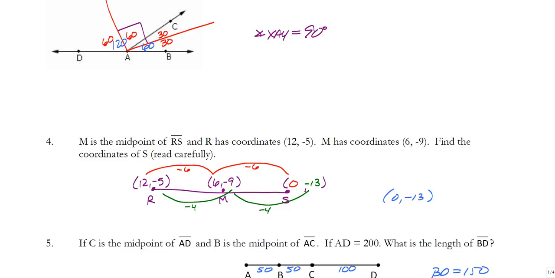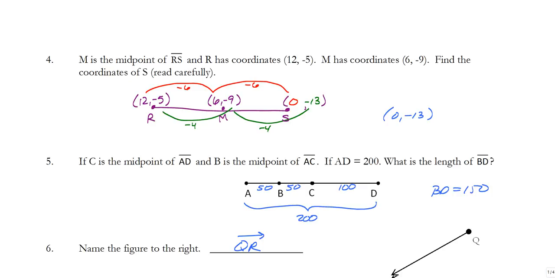So how do you get from 12 to 6? You would subtract 6. So if you subtract 6 more, you are at 0 for your other endpoint. How do you get from a negative 5 to a negative 9? You would subtract 4. So subtract 4 more and you'll end up at a negative 13. So the correct answer to S is 0, negative 13. You did not have to use the midpoint formula.